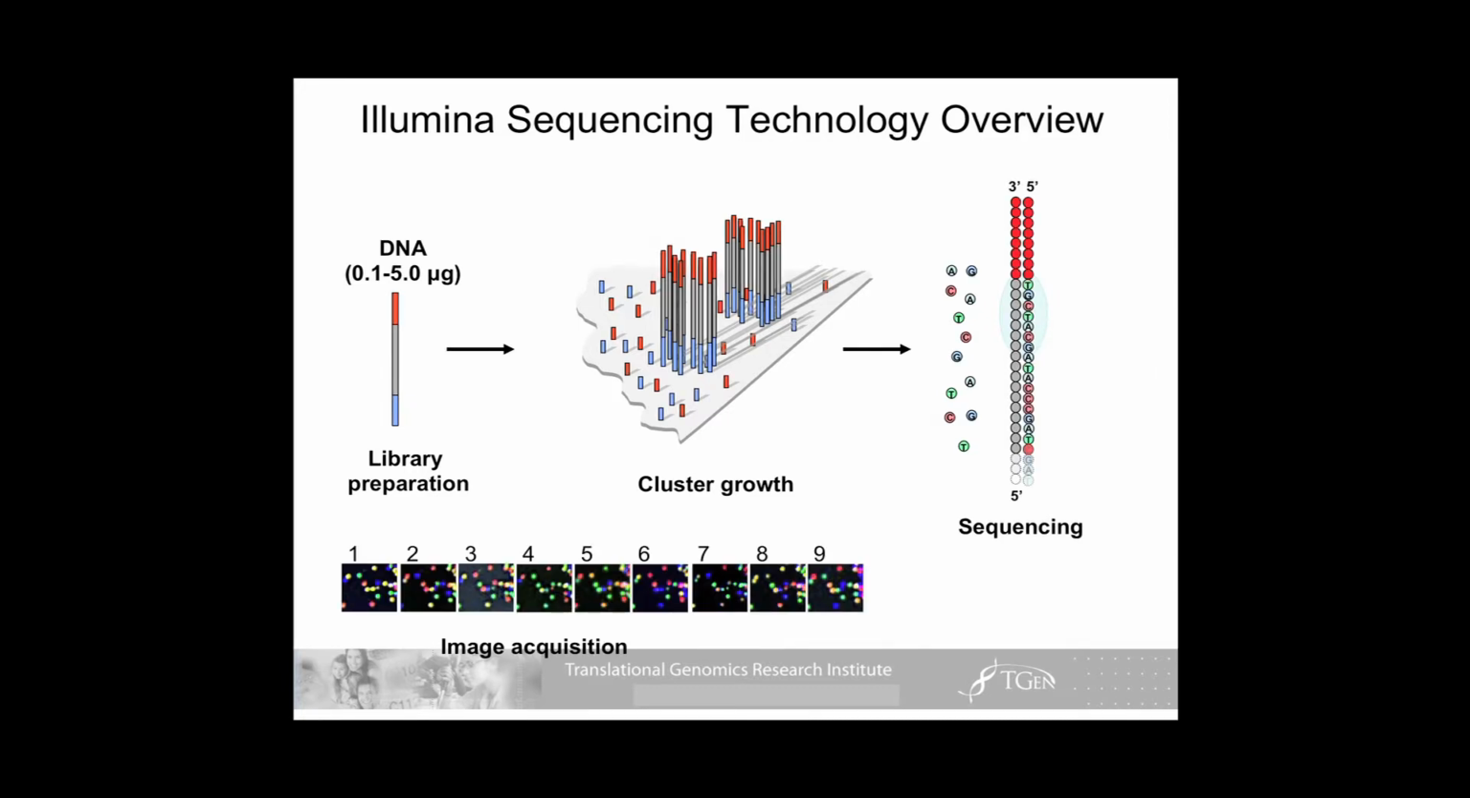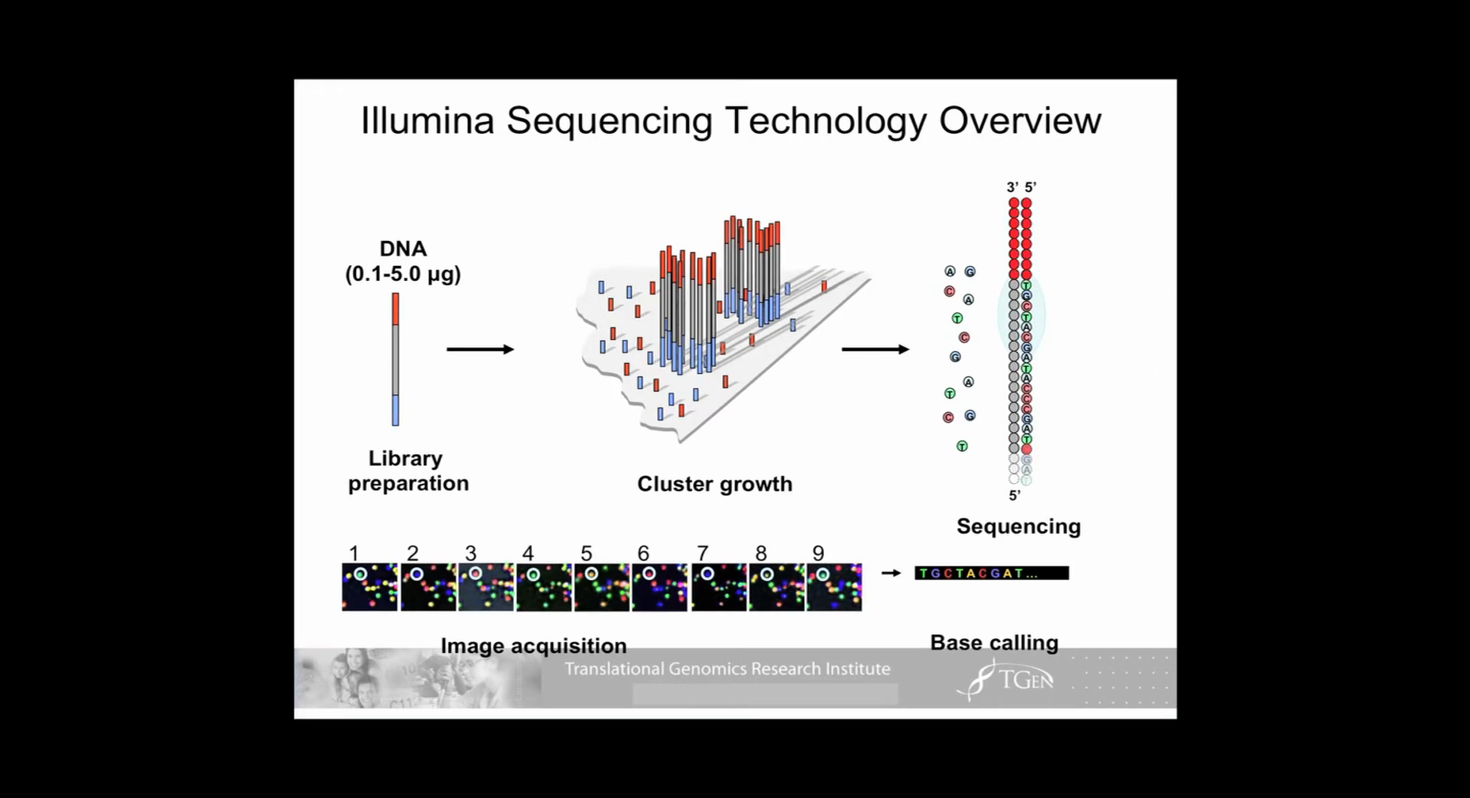And this is what you get, is an image analysis. And what you're actually then reading out is the order of the images of the chemistry, the fluorescence. So it's actually an image-based system.